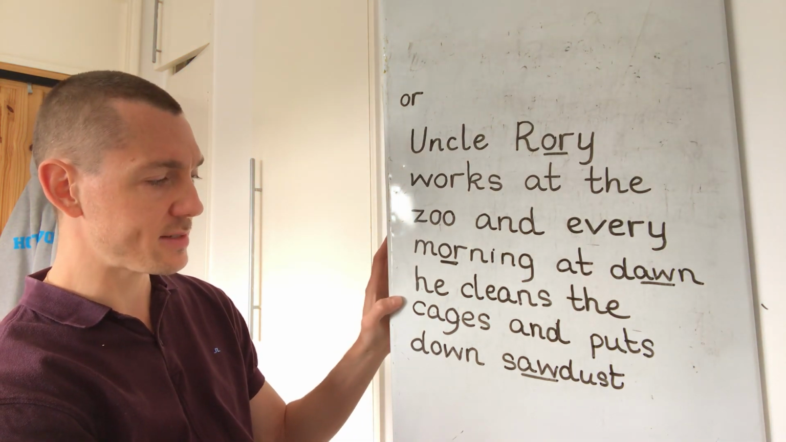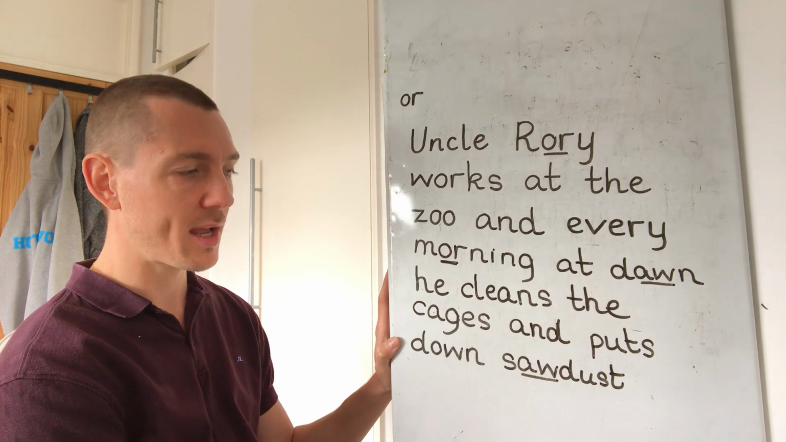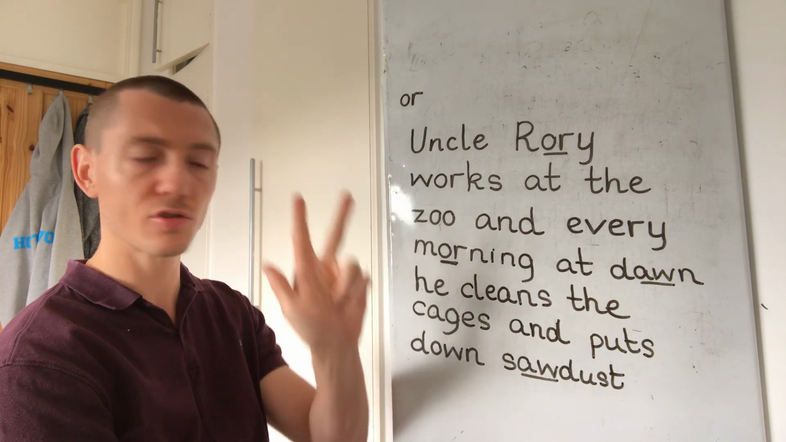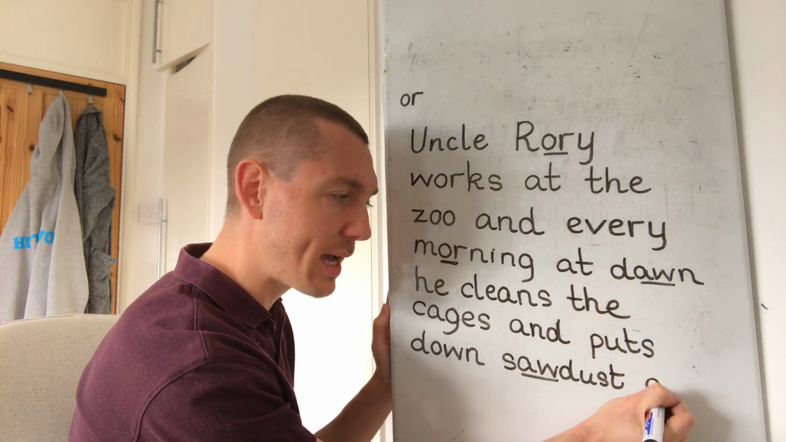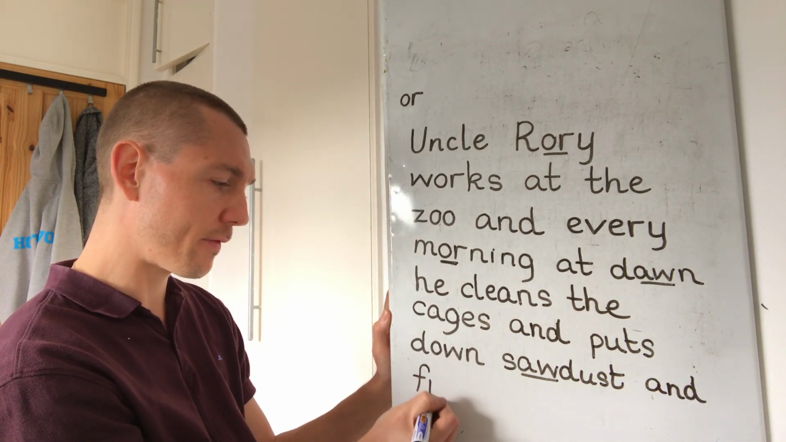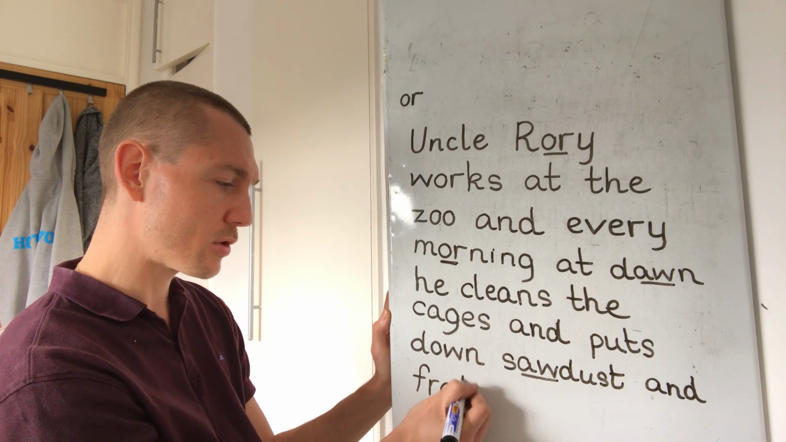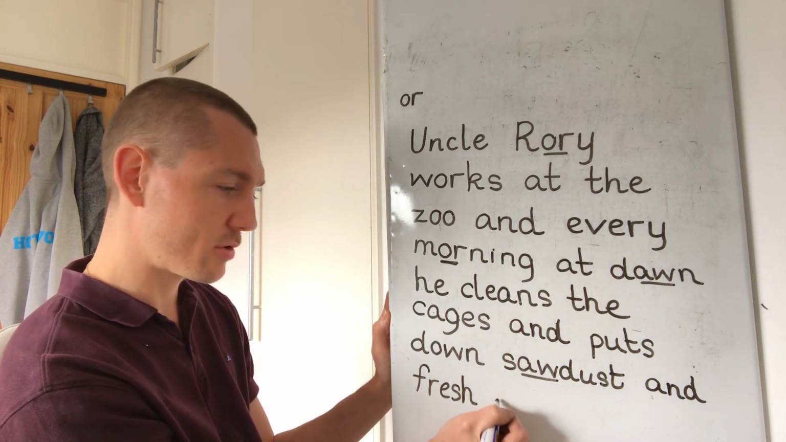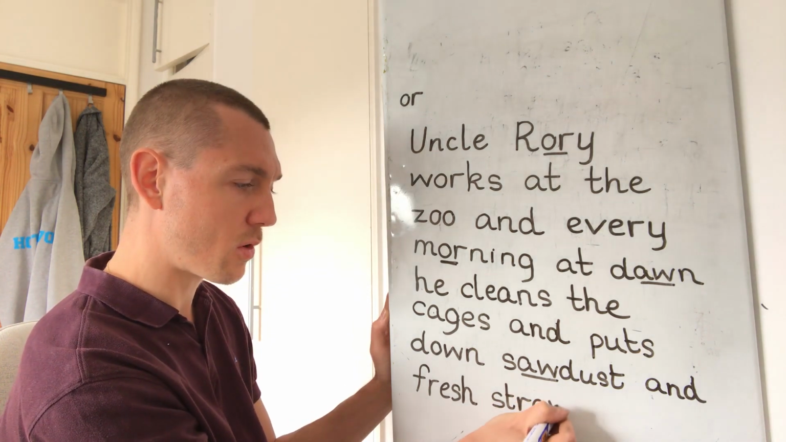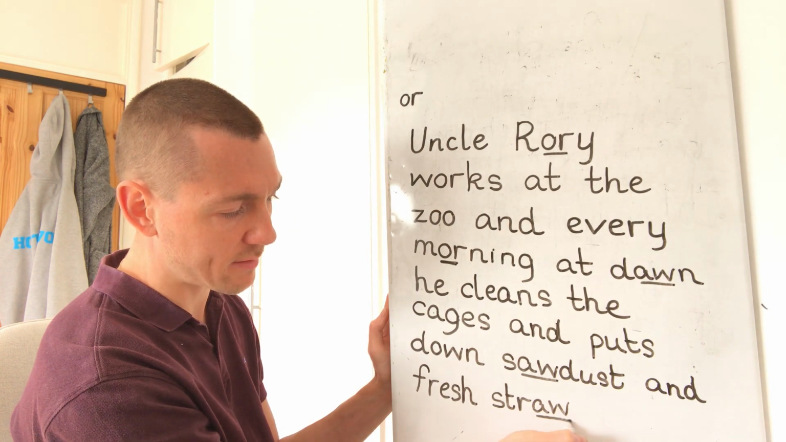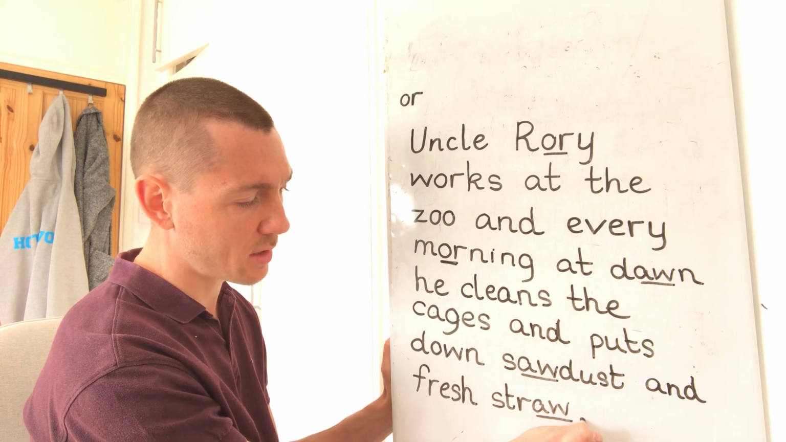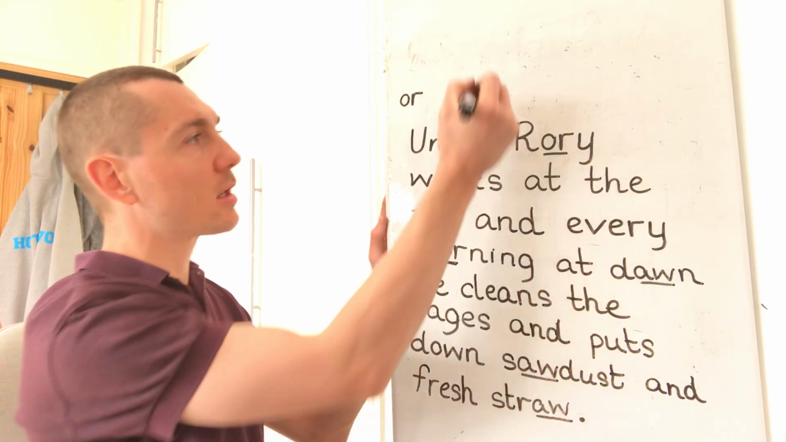He cleans the cages and puts down sawdust and fresh straw. 3 words. And fresh straw. We've got the AW spelling there again. Fresh straw. Stop mark.